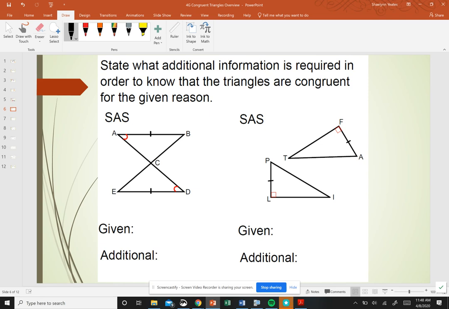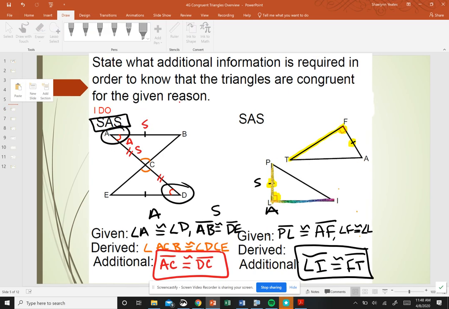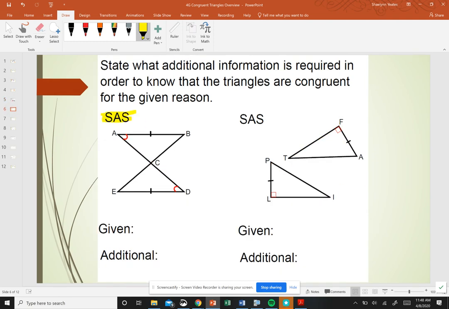So these ones we want to prove by side, angle, side. Okay. So that means a side, an angle, and a side, if you haven't noticed. We're kind of stuck on this one. We really want you to get side, angle, side. Okay. So I already know that angle A is congruent to angle D. I know that because it gives it to me. So there's my angle. Then my side is going to be AB.